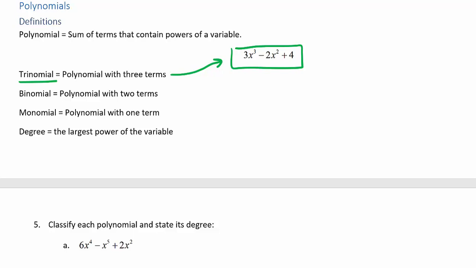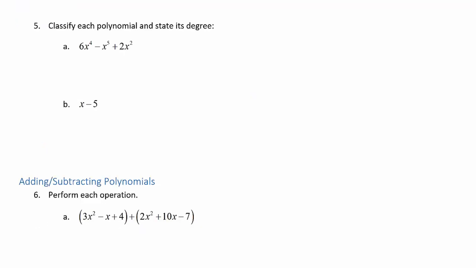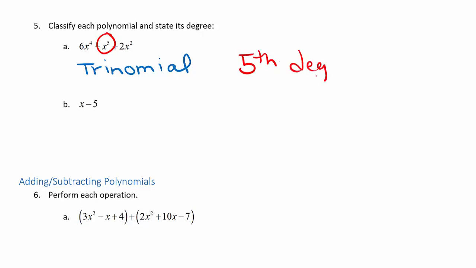Now we might also talk about the degree of a polynomial, and the degree is the largest power of a variable that you see. In the example I have in the notes, the largest exponent I see is a 3, and so I would say that this polynomial has a degree of 3. So in example 5, let's classify each polynomial and then state its degree. Part A is a trinomial because it has 3 terms. The largest exponent I see is a 5, so we would say this is a 5th degree trinomial.